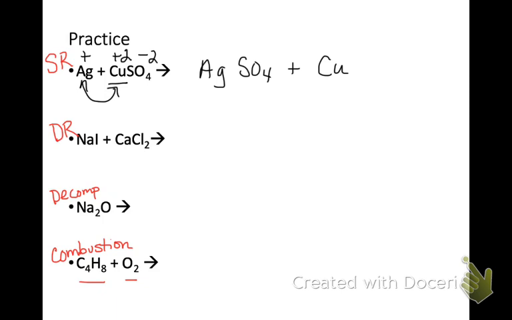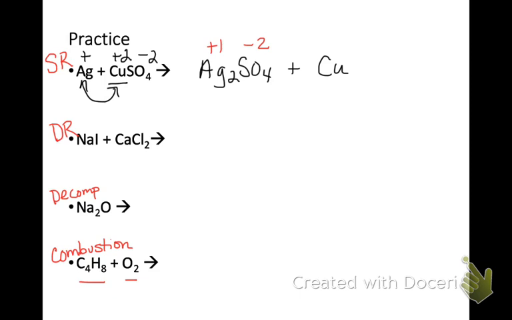Let's create a neutral compound. Silver has a +1. Sulfate has a -2. When I crisscross my charges, I end up with Ag2SO4. The second question you need to ask yourself with a single replacement is, is my single element a diatomic element? In this case, copper is not diatomic, so we can leave it alone.